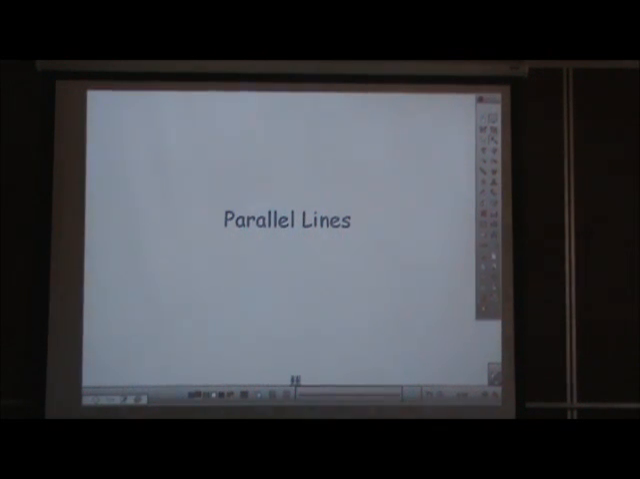I probably will not graph on here, but that's a good idea for you to be able to do after you've finished your work and check your answers. So we're going to start with parallel lines.